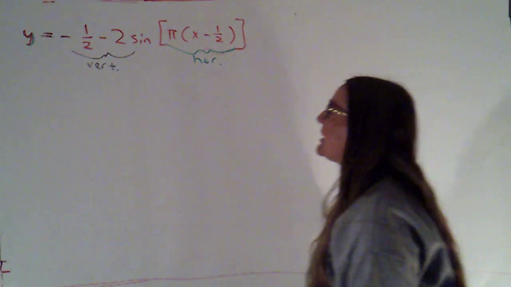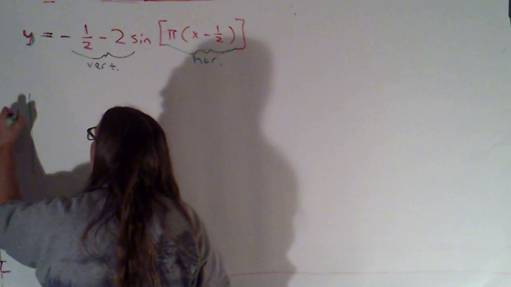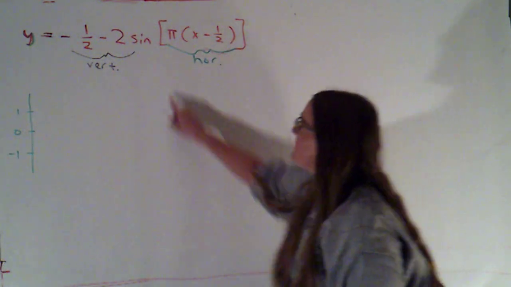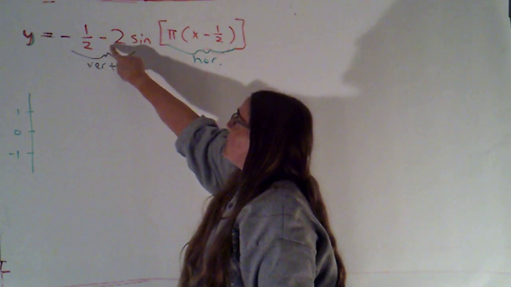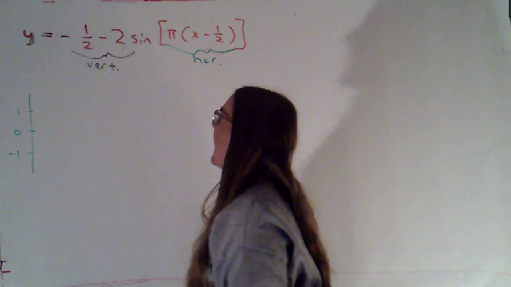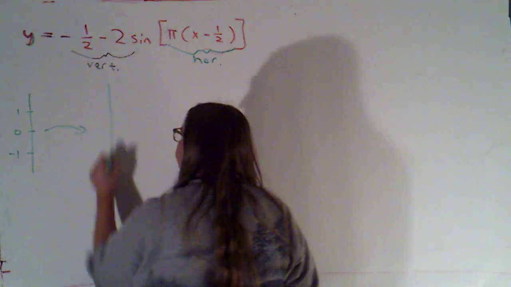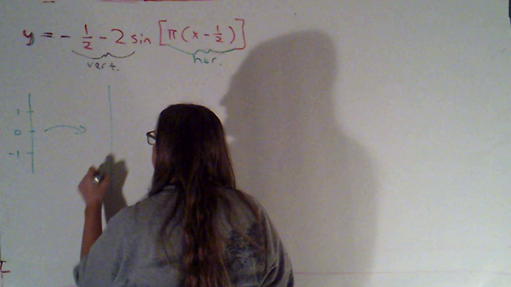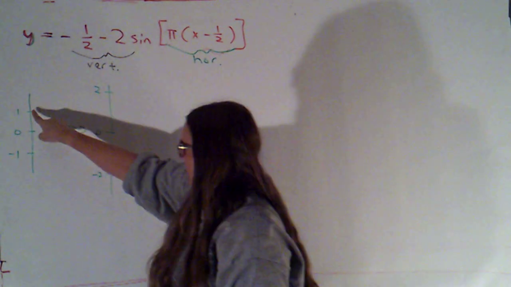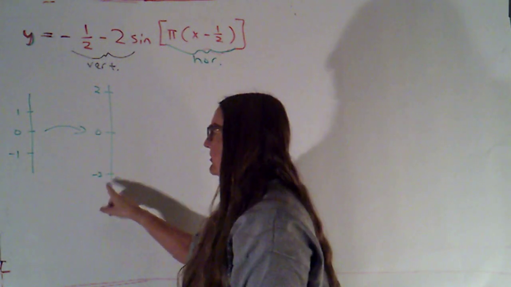Okay, looking at the vertical stuff, I'm going to observe that sine would start out with a high of 1, a middle of 0, and a low of -1. First thing I'm doing is multiplying by a -2 and then adding a -1/2. So multiplying by a -2, now we're going to be down at -2, 0, and 2. But notice 1 times -2 gave me -2. So the high value here maps to the low value here.